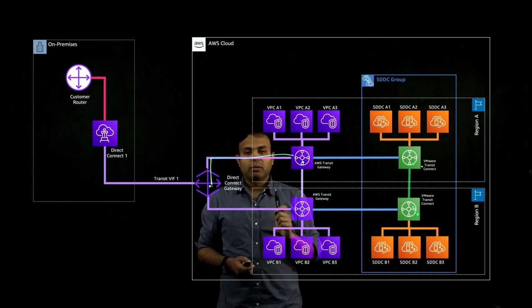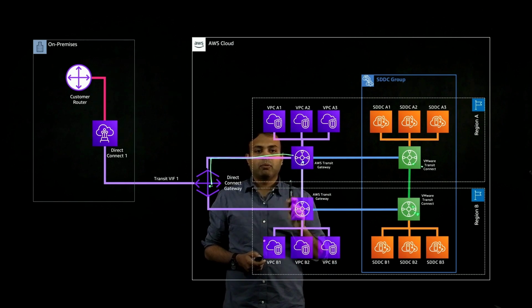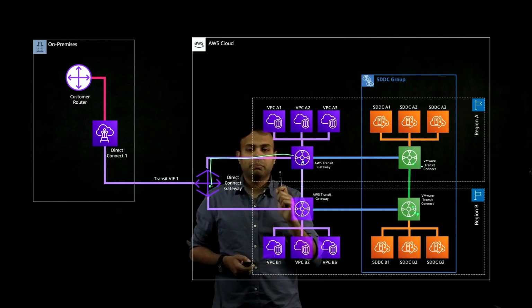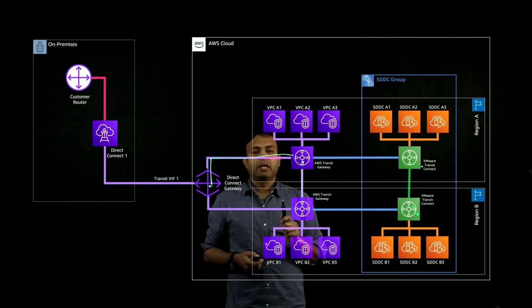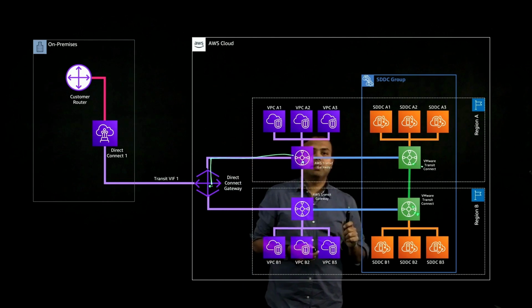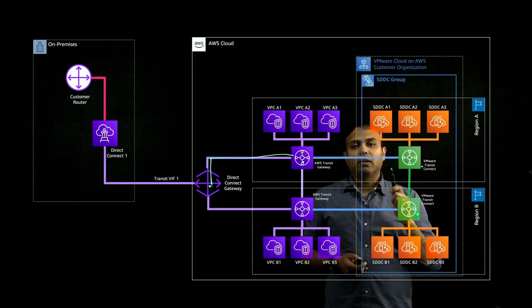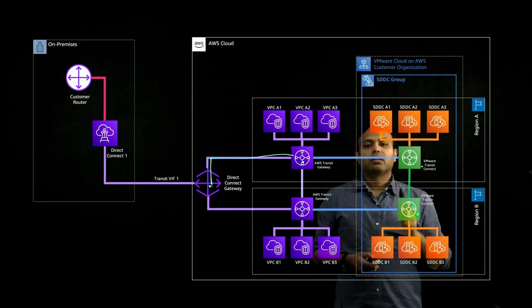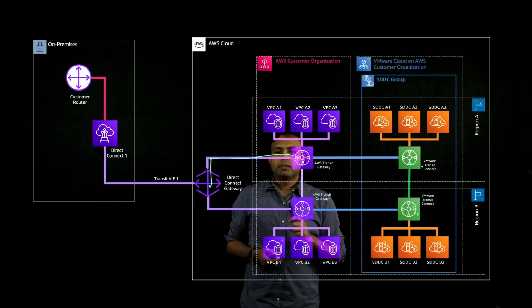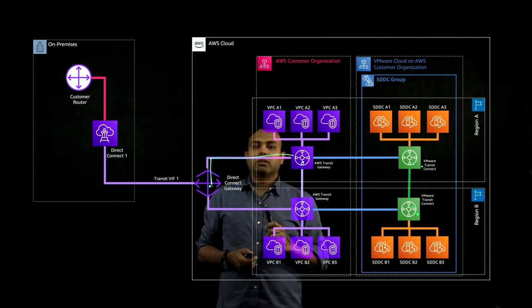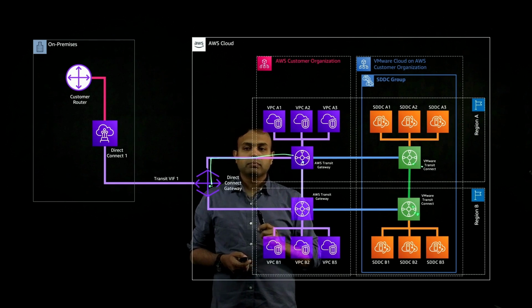This gives you complete end-to-end connectivity for both AWS regions back to the on-premises. Now, as a prerequisite for you to be able to complete this connectivity from an SDDC perspective, all the SDDCs will have to be part of the same VMware Cloud on AWS customer organization. Similarly, all the VPCs can be part of the same AWS customer organization.